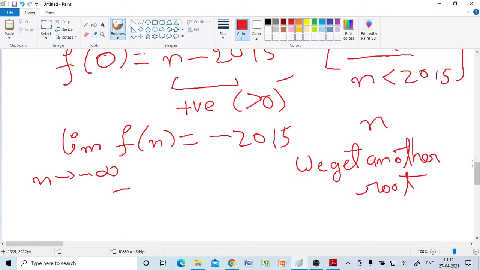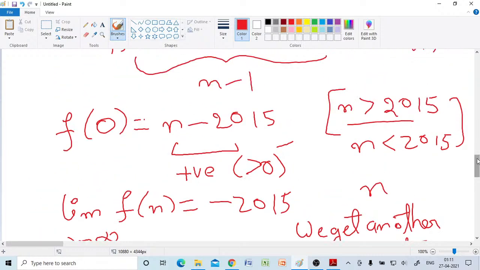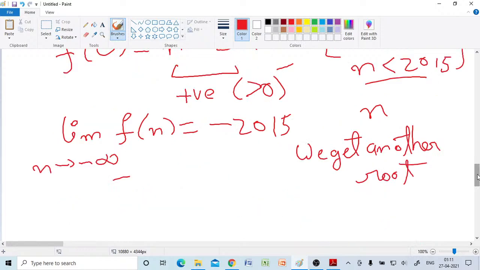Now the second case is, what if n is less than 2015? Then this thing will be negative, and the same as previously, we can now approach x to positive infinity, and we will note what we get if we approach positive infinity.